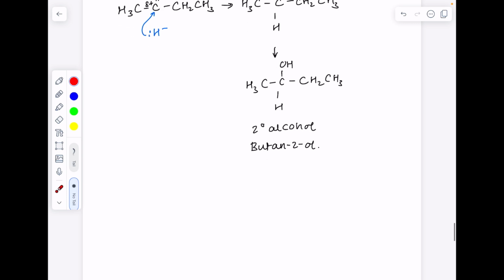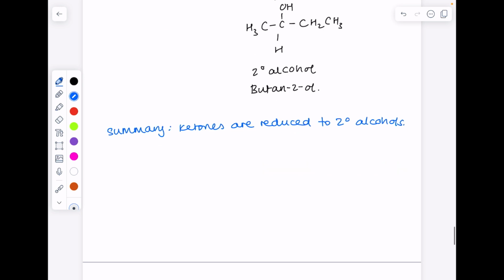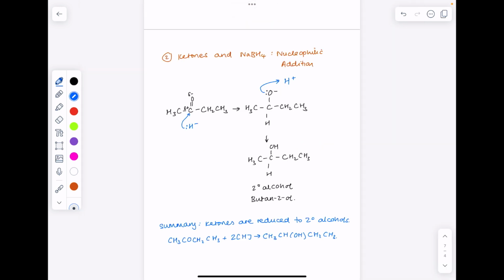So to summarise, ketones are reduced to secondary alcohols. If we write the summary equation here, here's our reducing agent, here's our secondary alcohol. And it's important to be aware that we can't reduce either aldehydes or ketones to tertiary alcohols. If you try and draw it out, it will never work.